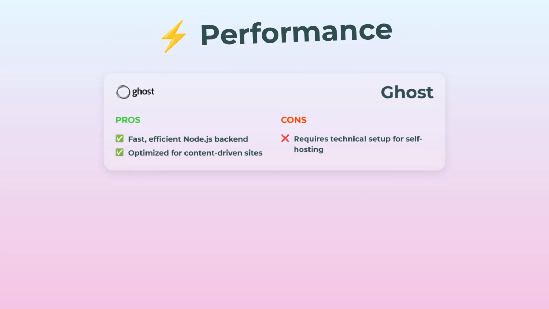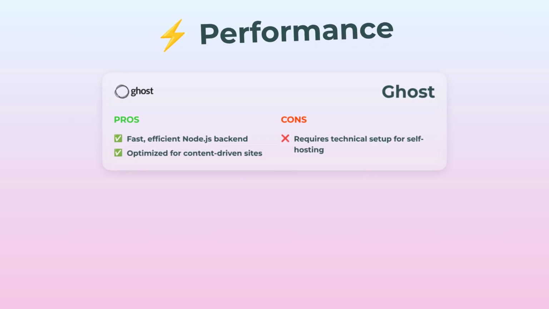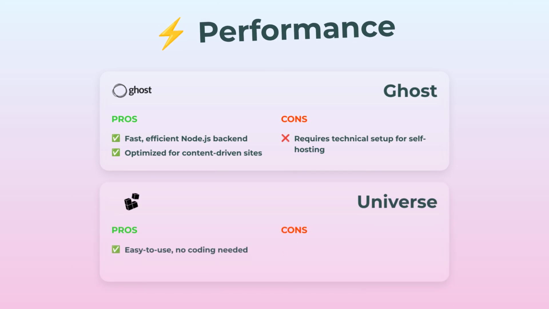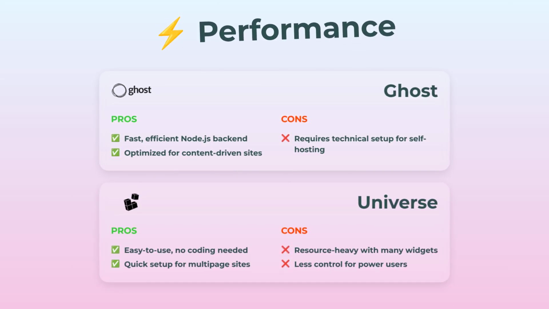Alright, on to performance. So with Ghost, it's built on Node.js, it's fast, crazy efficient, and just made for content-driven sites. But be ready for a little technical setup if you go the self-hosted route. Universe, on the other hand, is that classic no-code, just drag-and-drop experience, so your site is up in like 2 minutes. Total win if you hate code.